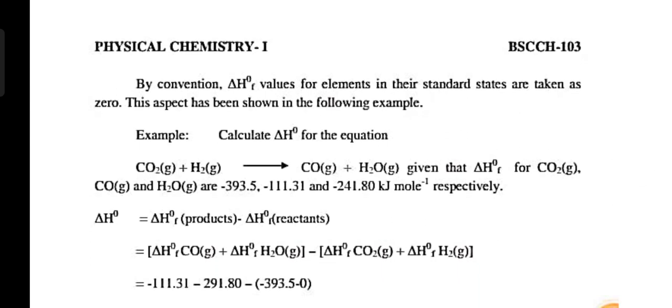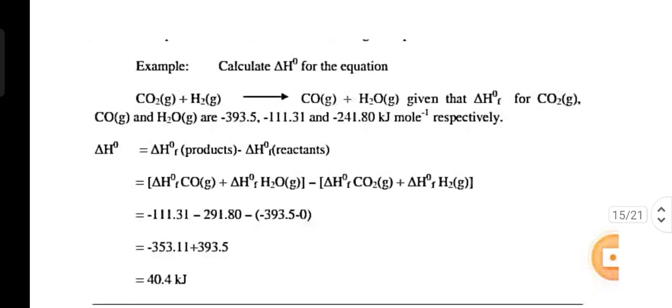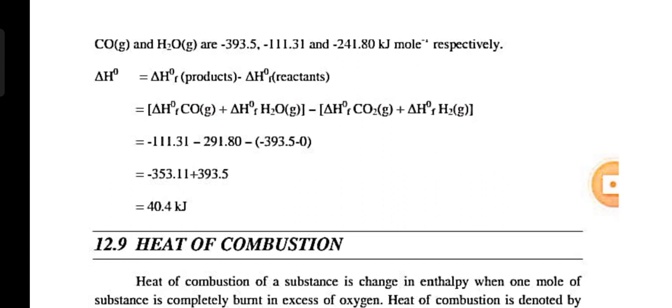By convention, ΔHf naught values of elements in their standard state are taken as 0. This concept has been shown in the following equation. Example: calculate ΔH naught for the equation CO2 plus H2 gas gives CO plus water. Given that ΔHf naught for CO2 gas, carbon monoxide and water are minus 393.5, minus 111.31 and minus 241.80 kilojoule per mole respectively. ΔH naught is equal to ΔHf naught of products minus ΔHf naught of reactants, and the answer is 40.4 kilojoule.